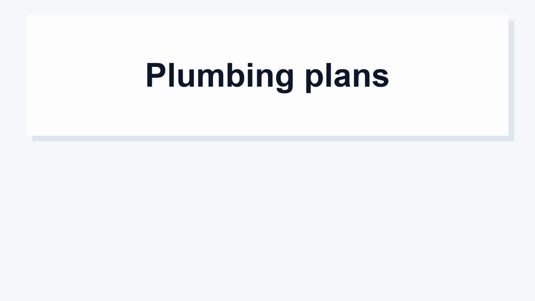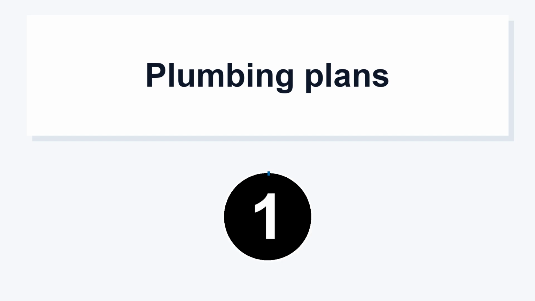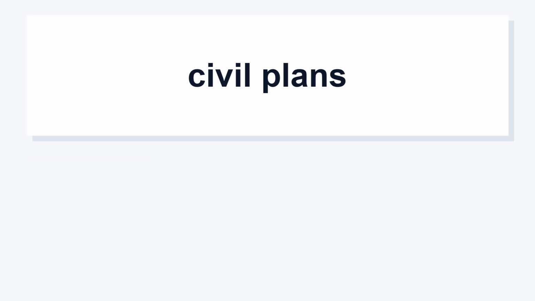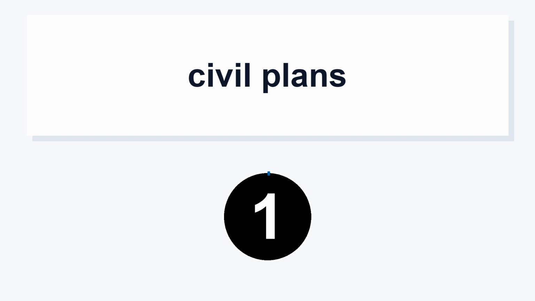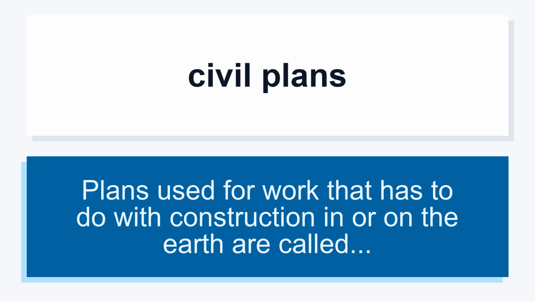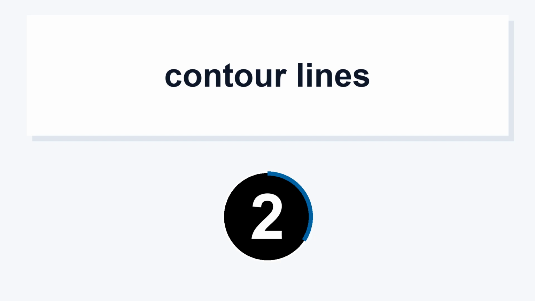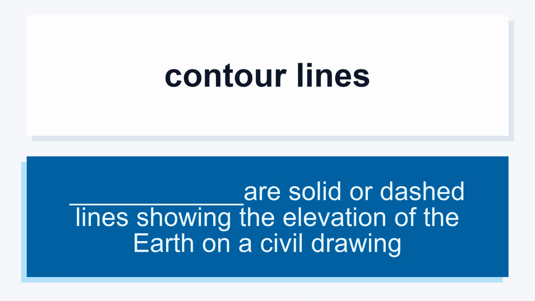Plumbing plans. Engineered drawings that show the layout for the plumbing system. Civil plans. Plans used for work that has to do with construction in or on the earth are called civil plans. Contour lines. Contour lines are solid or dashed lines showing the elevation of the earth on a civil drawing.